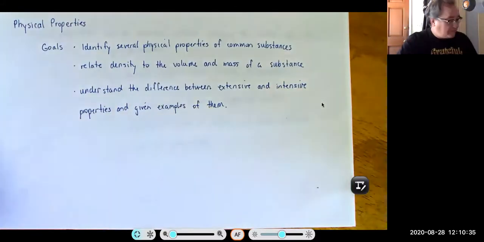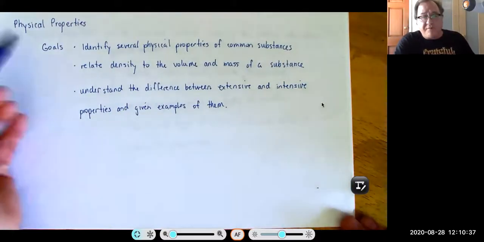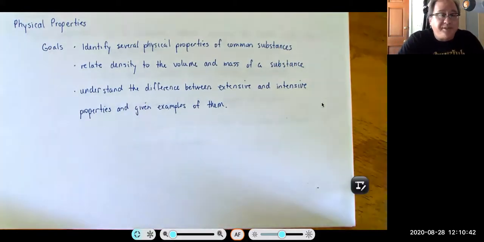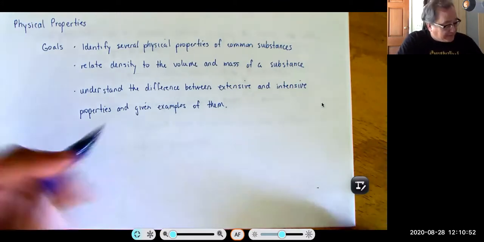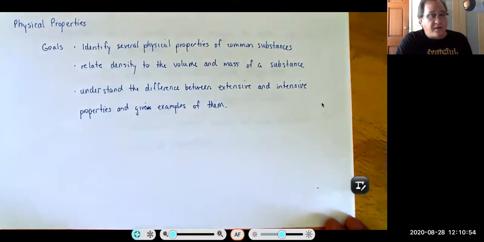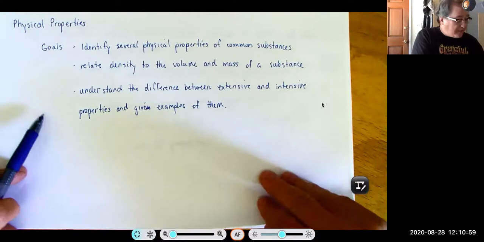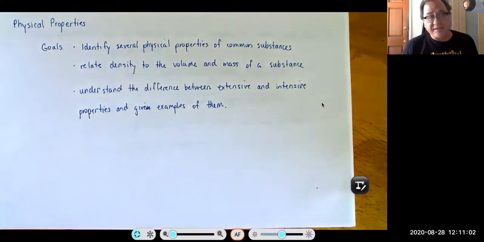Let's move along. The next section talks about physical properties, and the goals are to identify several physical properties of common substances, relate density to the volume and mass of a substance, and understand the difference between extensive and intensive properties and give examples of them. Density is going to become part of a lab that we're doing next week. For that lab, you're going to need a scale, the graduated cylinder, and the pennies and the dimes.